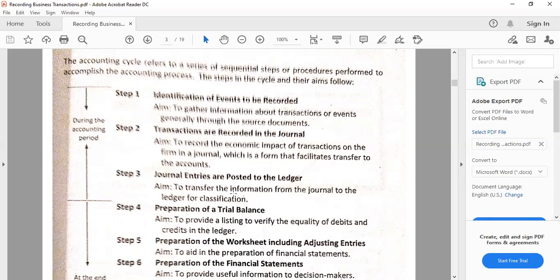So in the order of the date of occurrence. So what happens first must be recorded first. What happens next should be recorded next.